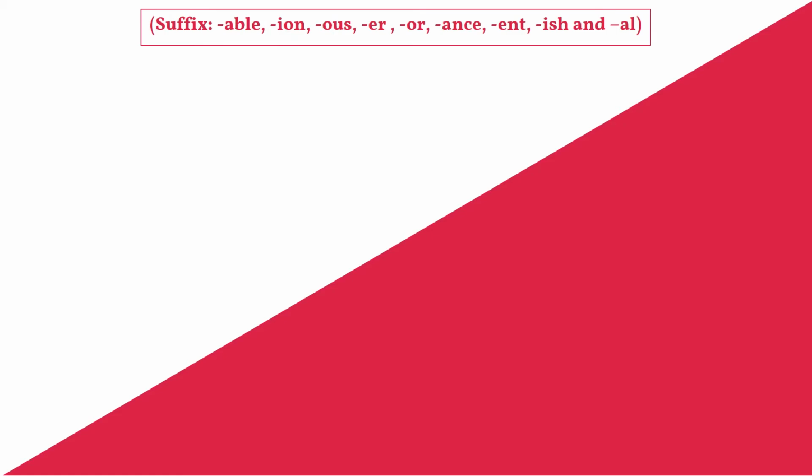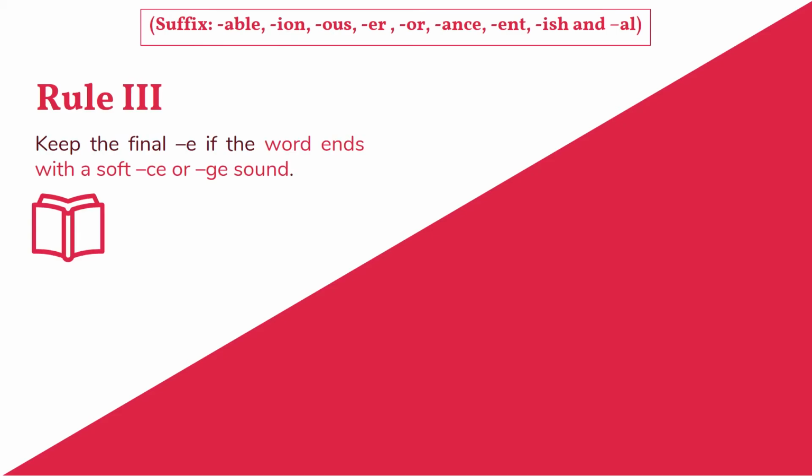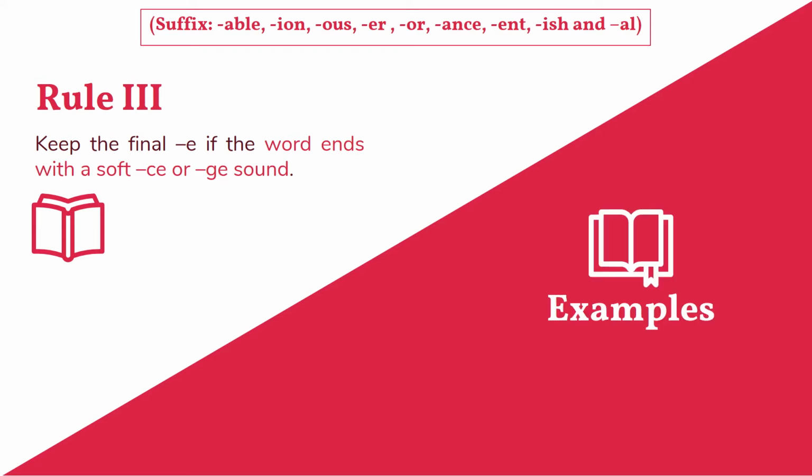Rule number 3 states that we should keep the final E if the word ends with a soft CE or GE sound. Let's see the example to clear it. Notice, noticeable. So as you can see, it's a soft CE sound at the end of notice, and hence we have kept E in the spelling while adding the suffix able at the end of it. Next, courage, courageous. Here too, the E is not dropped and the OUS suffix is added at the end of the word, keeping E.